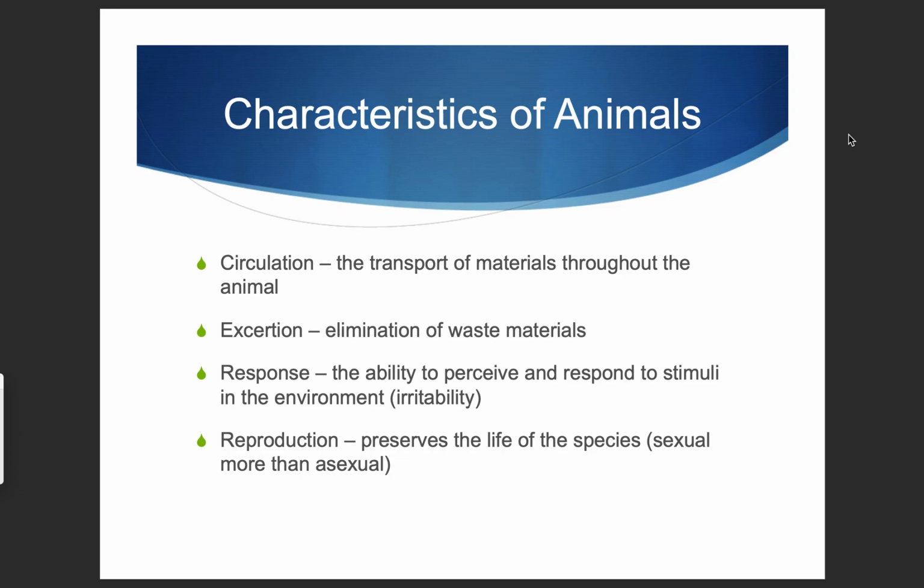Excretion, sorry, that's spelled wrong. It should be excretion. This is the elimination of waste materials. In our body, we have an excretory system, where we produce urine. Response: the ability to perceive and respond to stimuli in the environment. When we talked about the attributes of living things, one of the attributes was irritability, and this is a particular characteristic of animals, that we are able to respond to stimuli in the environment. Also, reproduction, preserving the life of the species. Animals usually have a sexual form of reproduction.